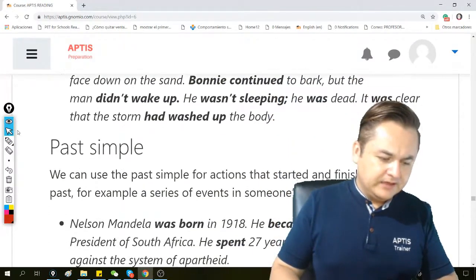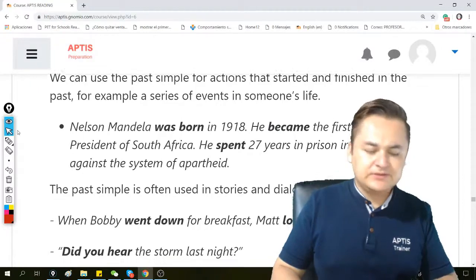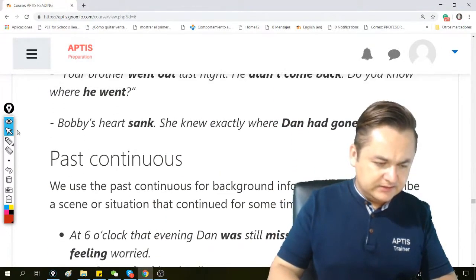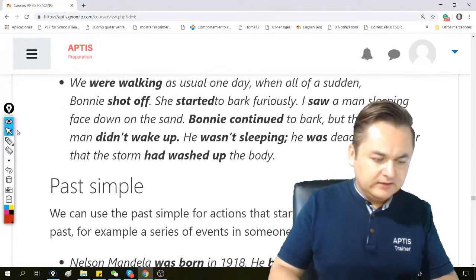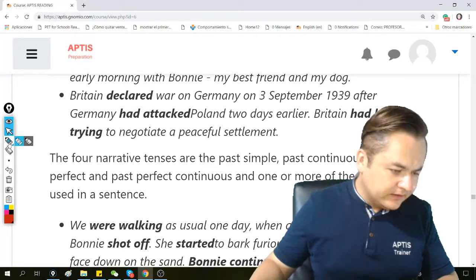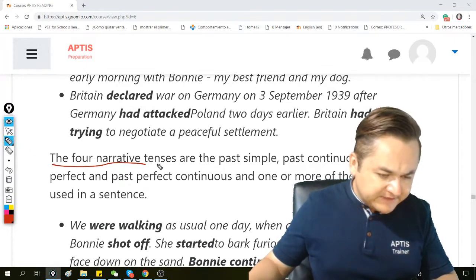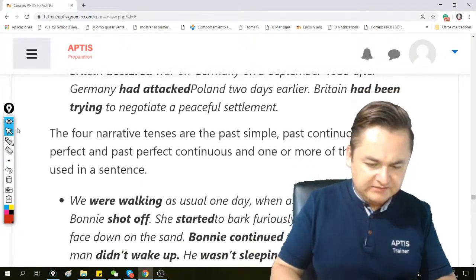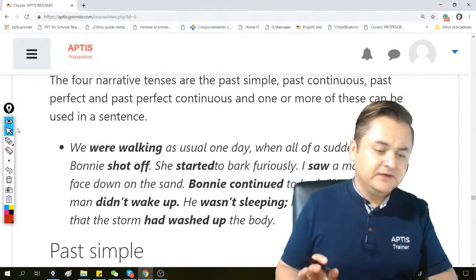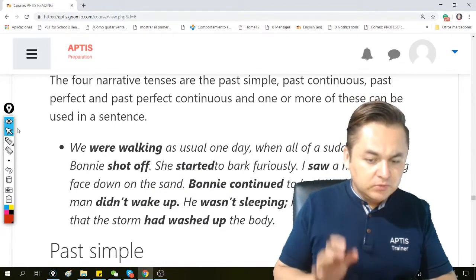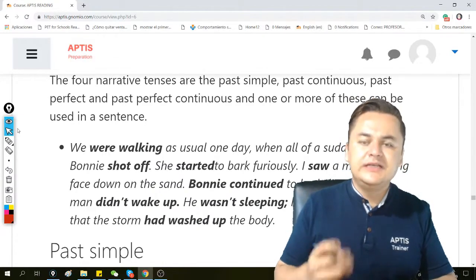So, there are different tenses for this topic. I am going to describe the topics that we are going to study. There are several tenses in the past, and here they are. The four narrative tenses are the past simple, the past continuous, the past perfect, and past perfect continuous. And one or more of these can be used in a sentence.